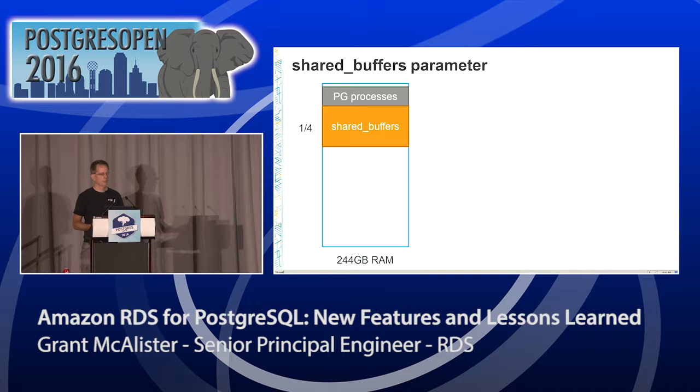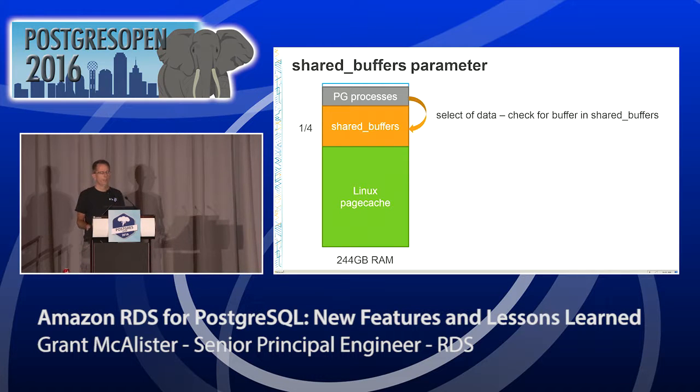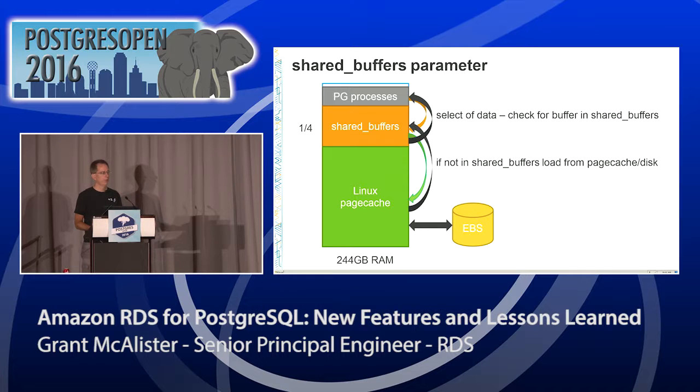So on an R386L, which is my example here, we're going to set that to around 60 gig, and the rest is going to be Linux page cache. So when you do a select of data, basically the Postgres process is going to look in the shared buffer to see if it's got those buffers. If it doesn't, it's going to go try to read them. That'll first go to the page cache, and if it doesn't find them there, in our case, it'll go to EBS, and then it gets returned all the way up.